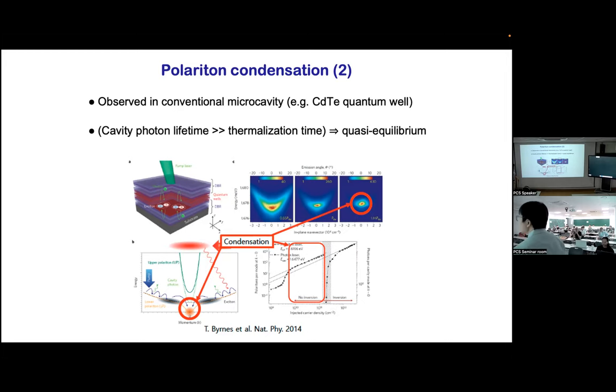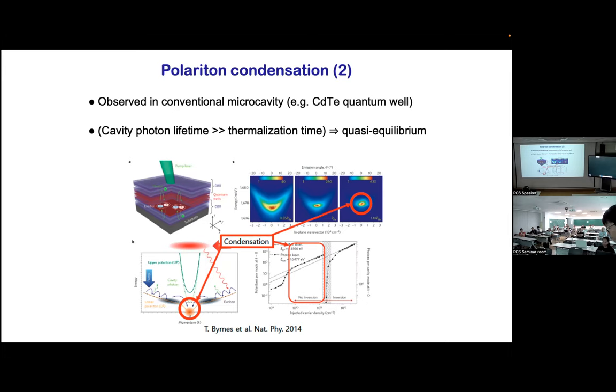One other aspect we want to return to is that if you want to really have this kind of condensation, this is not like the usual solid state system, which practically lives on forever. There is an upper limit to the lifetime coming from the cavity photon. Any claim for condensation should require at least that the photon lifetime be much longer than the thermalization time.